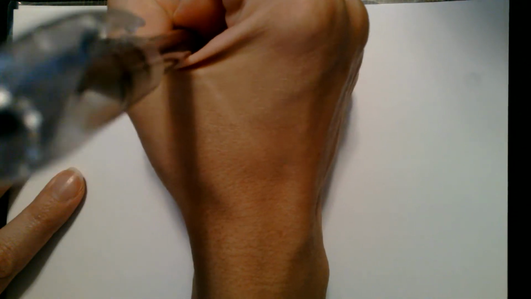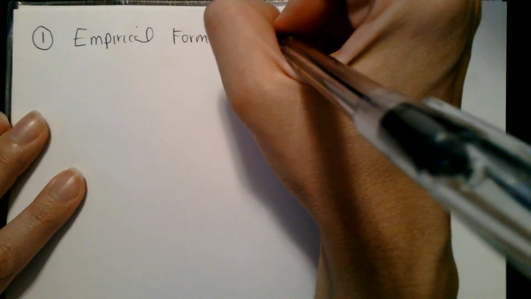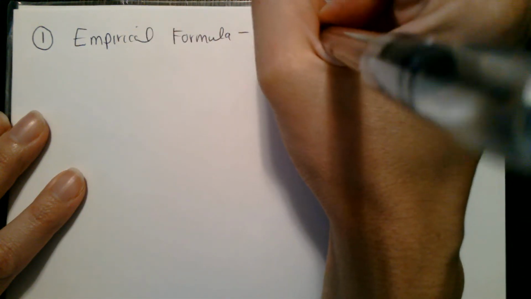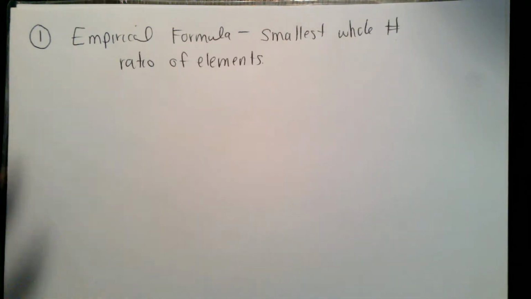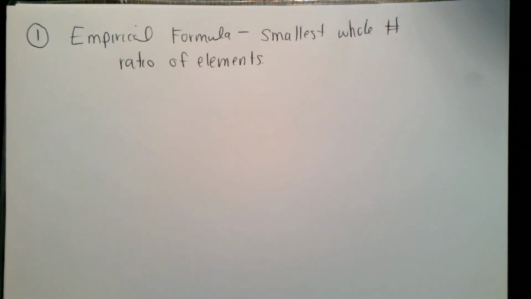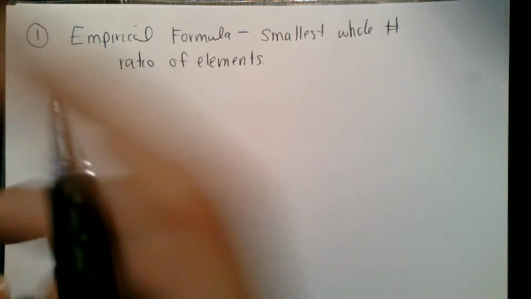So an empirical formula, let's define that. When we represent a compound using its empirical formula, that is the smallest whole number ratio of elements. So however we can express this compound using the smallest ratio of elements.